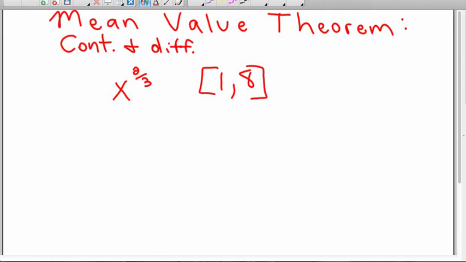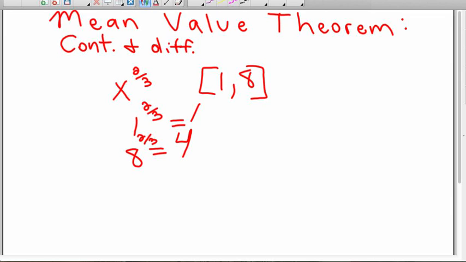Plug into the original. Okay, so you plug in your endpoints to that: 1 and 8. The cube root of 8 is 2, squared is 4. So it's 1 and 4 for the function values.